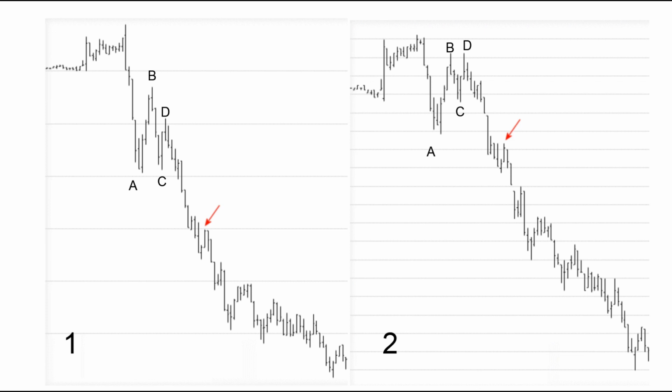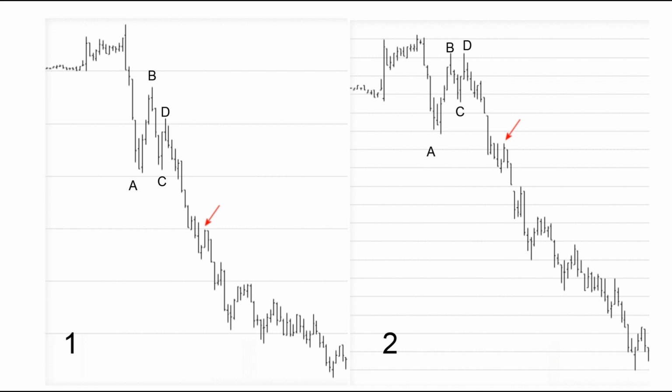Let's take a very quick look at how one can start to characterize markets and their movements. Here we have two different stocks, labeled 1 and 2. At the first letter A on both charts, we can see that the initial downswing on chart 1 travels a greater extent than that of chart 2. At A, price turns upward, stopping at letter B. We can see here that the swing from letter A to B on chart 1 is smaller than that of the swing from letter A to B on chart 2.